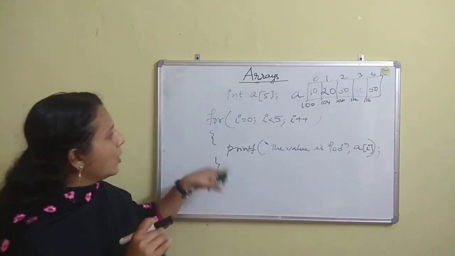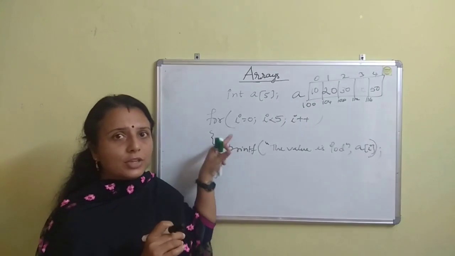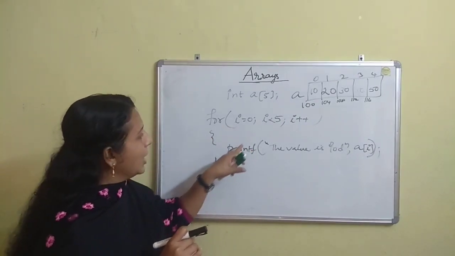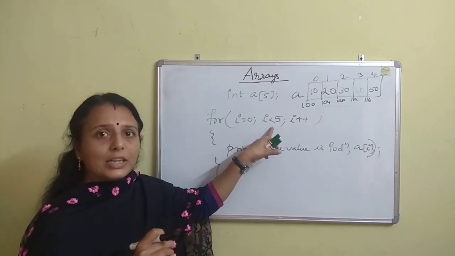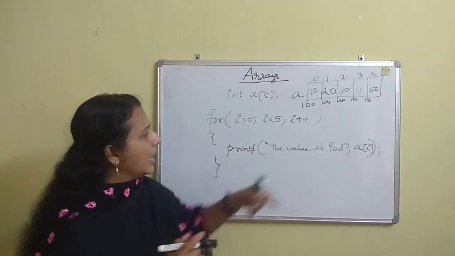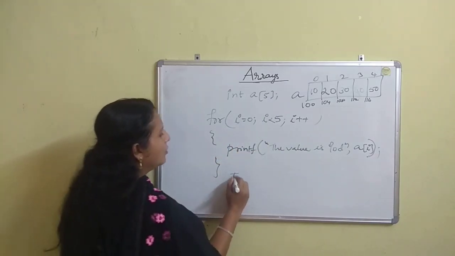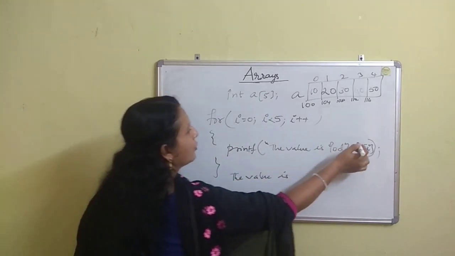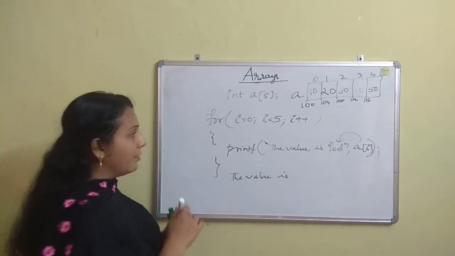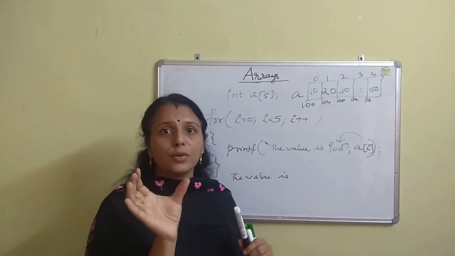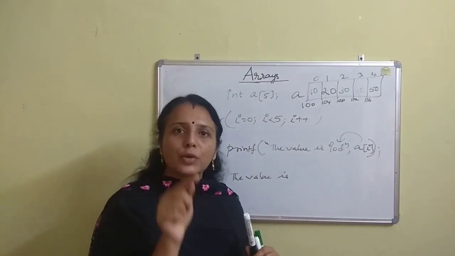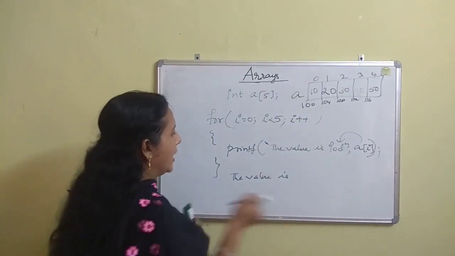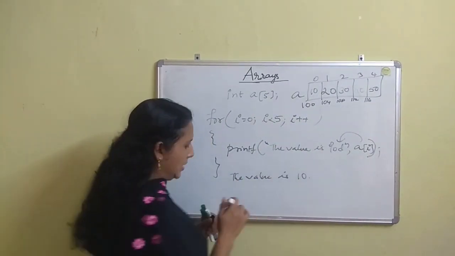Okay, so now just let us see how this iteration happens. So the first value of I is 0. So what happens? 0 is less than 5. The condition is true. So printf the value is, the output will be the value is percentage d. So what will come here? It will be the value of A of 0. What is present in the 0th index of array A? It is 10. So the value is 10 in the first statement.